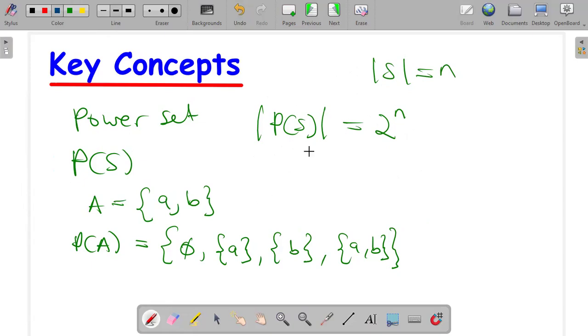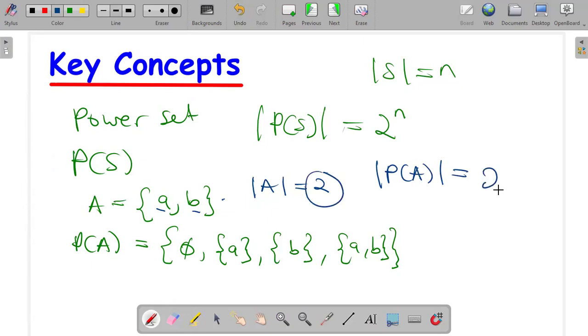So in our case here, the cardinality of A, how many elements are in A? We only have two, 1 and 2. So 2 there. Now, what is going to be the cardinality of the power set of A? It is going to be equal to 2 to the power n, where n is 2. And this gives us 4. And as you can see, we have 1, 2, 3, 4 subsets that are contained there. So that's how you find the cardinality of the power set.